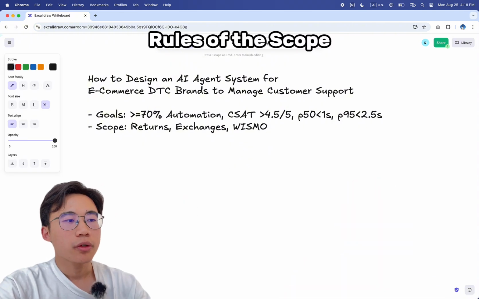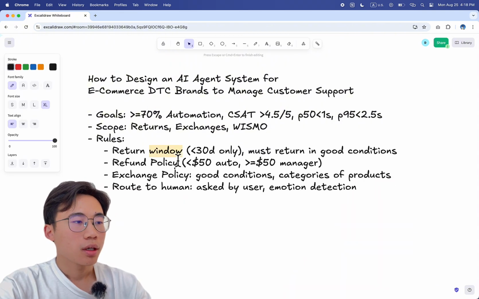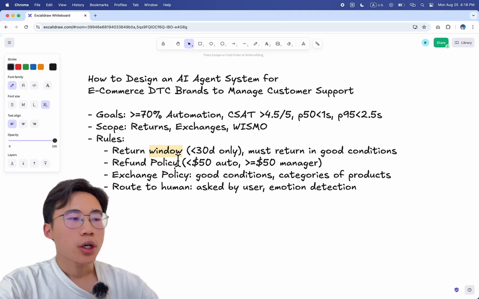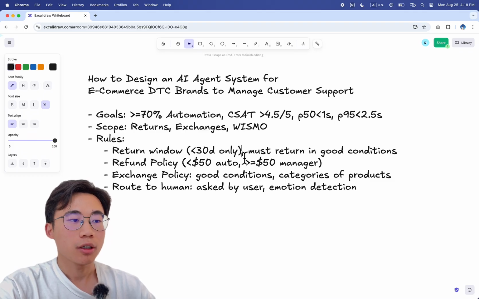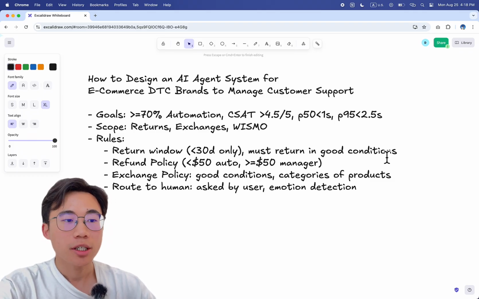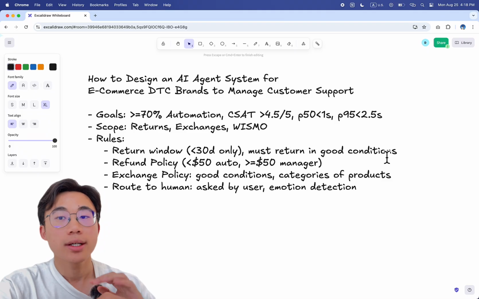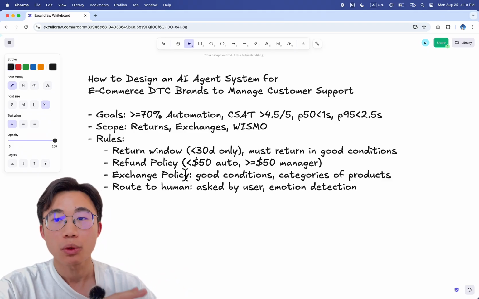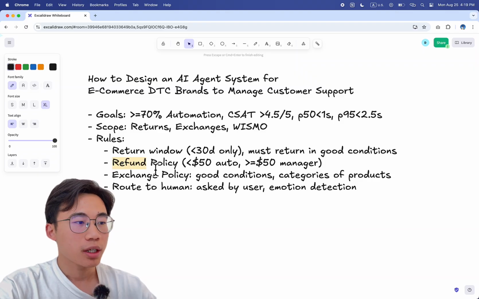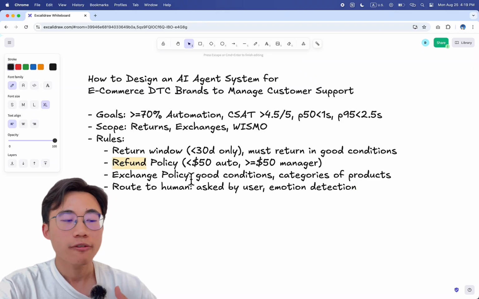So firstly, let's think about the rules of this scope. In order to accept a return, we need to make sure that the products, for example, will only be returned if they were bought under 30 days before, and they must be returned in good condition, right? Otherwise, the AI agents would probably just allow any products to be returned at any time, which is not what we want, right? The second rule we think about is the refund policy.